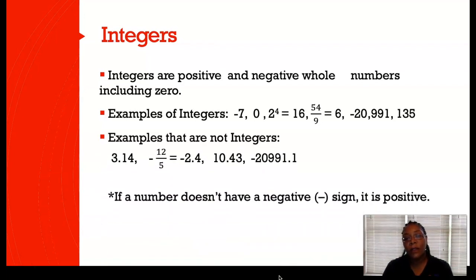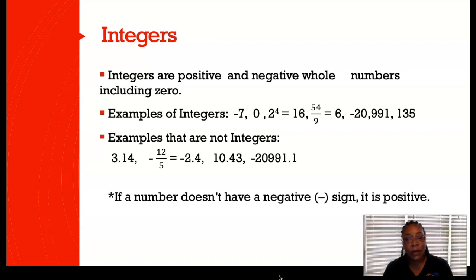Some non-integers are listed here. The first one you may recognize, the estimation of pi. This is not an integer. What do they all have in common? They have that decimal value behind it. Okay, so therefore these are not integers.